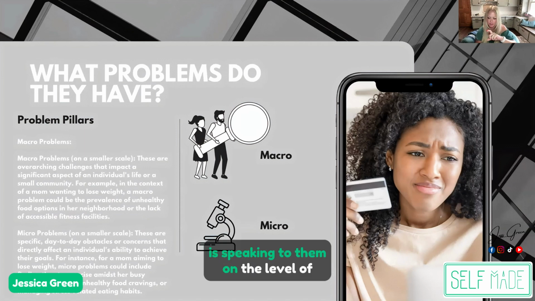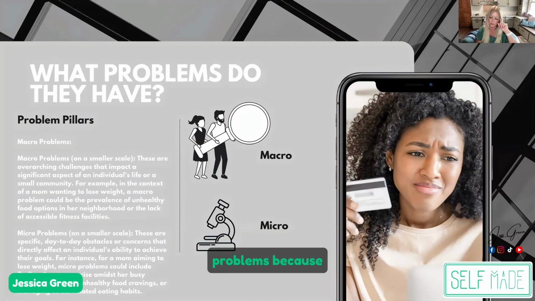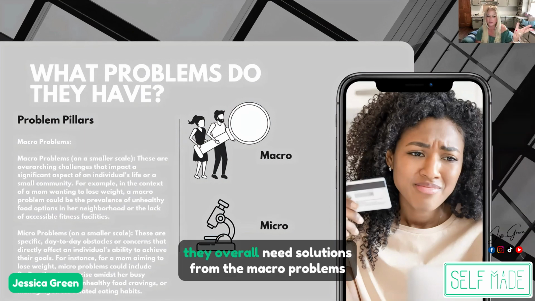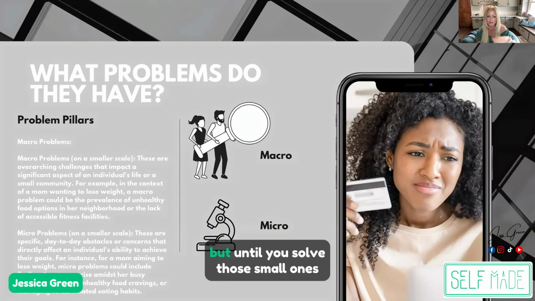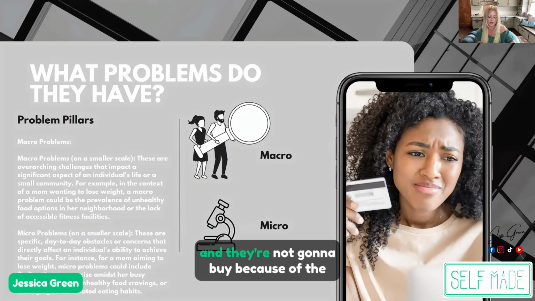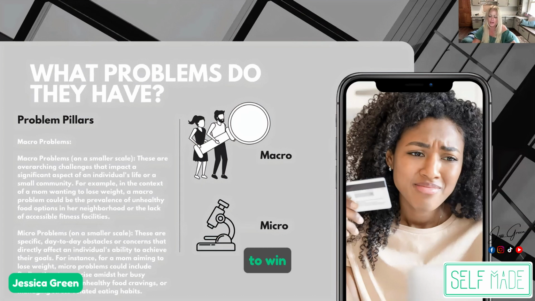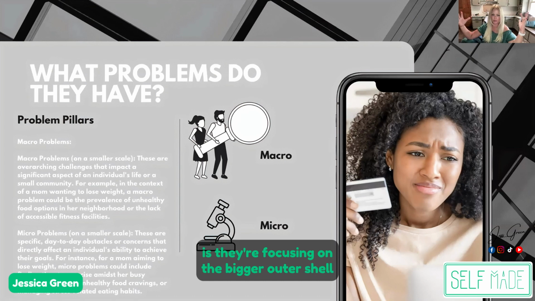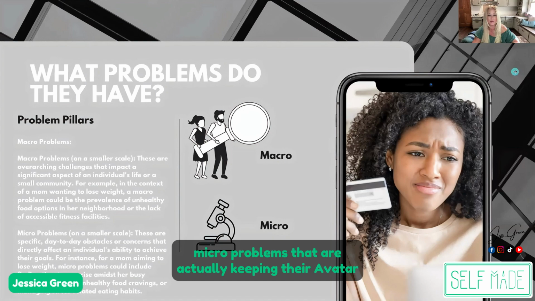Is speaking to them on the level of their smallest problems, because those are the ones that actually keep them up at night, that they want solutions to. They overall need solutions from the macro problems, but until you solve those small ones, which is what you're going to be more easily able to do, they're not going to move on to the other ones. And they're not going to buy because of the bigger ones. They're going to buy because of the smaller ones. So getting them solutions to those small ones is where you're going to win. And the problem with most salespeople in their marketing is they're focusing on the bigger outer shell, and they're not focusing in on those smaller micro problems that are actually keeping their avatar up at night.